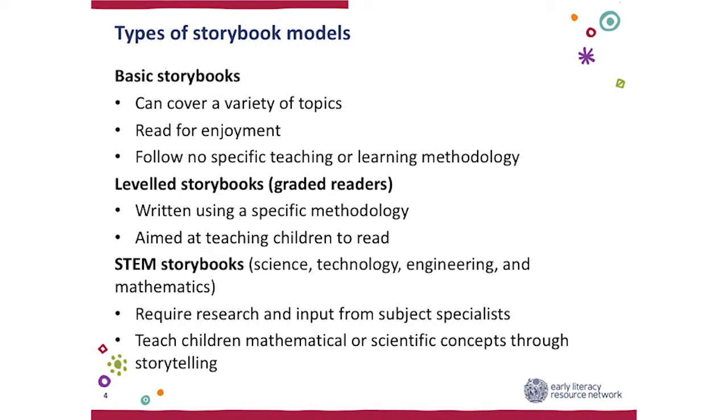So in doing our research, the first thing that we identified, which I think is important to recognize, is that obviously there are many different kinds of storybook models at the early literacy level. A similar principle will apply at any other level, but just very briefly, what we saw here is we've identified three broad categories of storybooks. The first is basic storybooks, which are really about reading for enjoyment. The second is then leveled storybooks, which are much more explicitly designed to take learners or children on a journey of learning to read and developing their literacy skills.